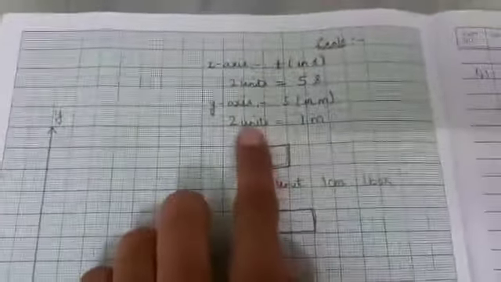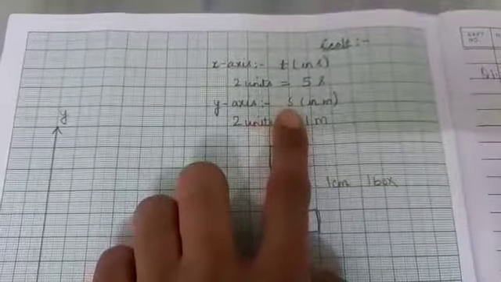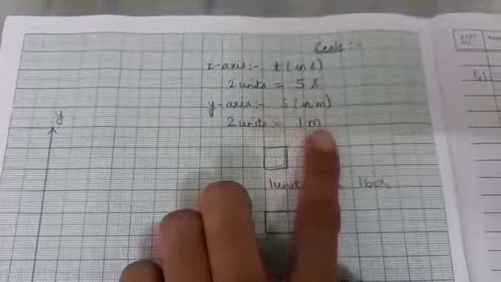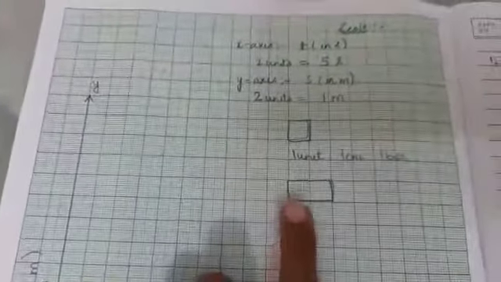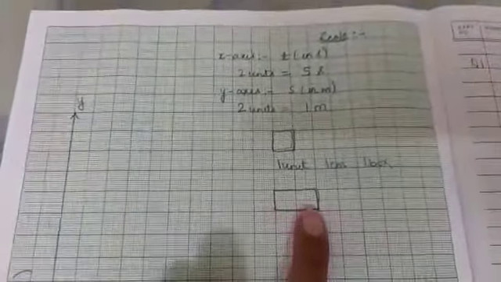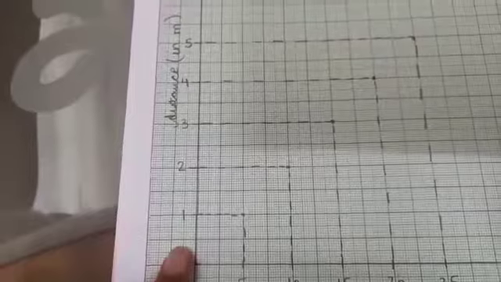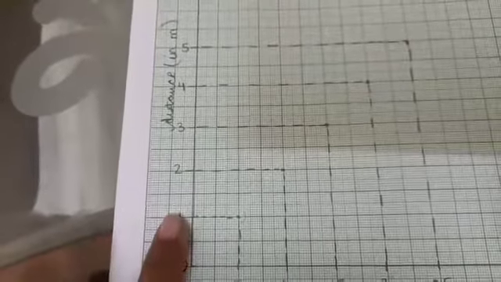Similarly, on y-axis, which is the distance axis given in meters, I have taken 2 units is equal to 1 meter. Means these 2 boxes will represent 1 meter. Look here. Origin O. These 2 units or 2 boxes is equal to 1 meter. Next 2 boxes is again equal to 1 meter. Next 2 boxes is again equal to 1 meter, and so on.